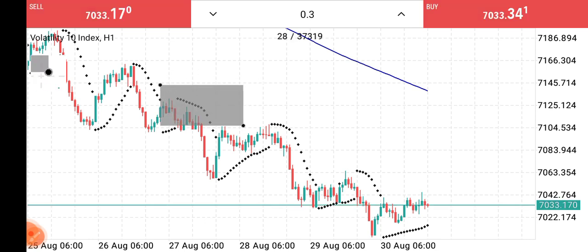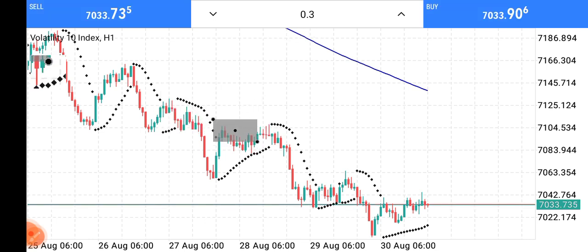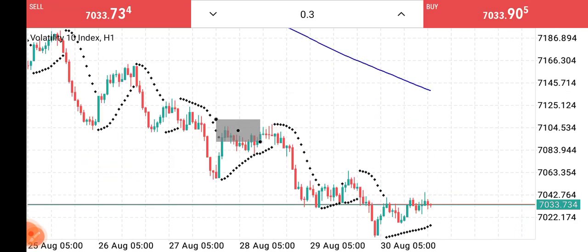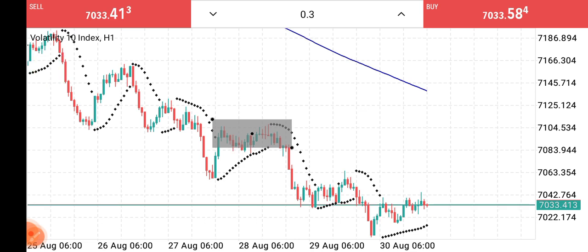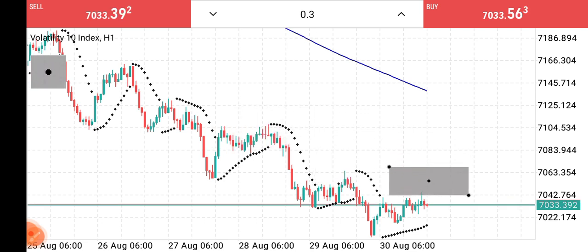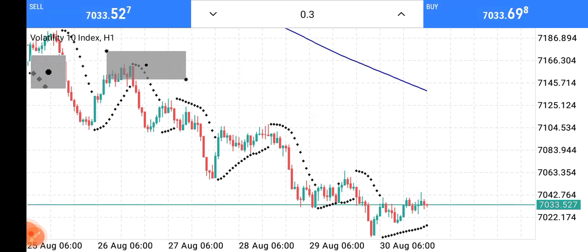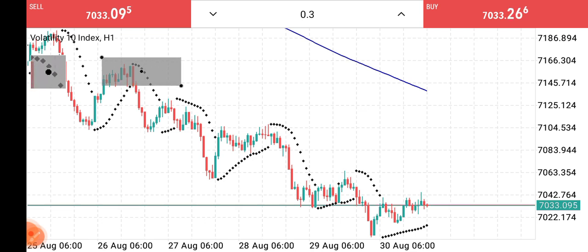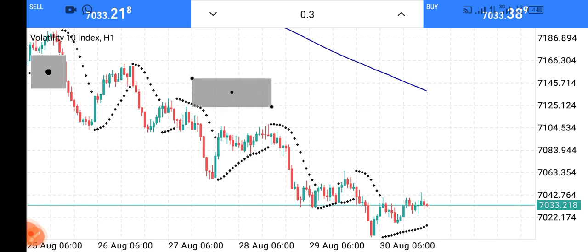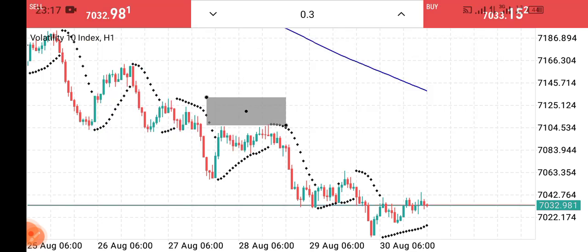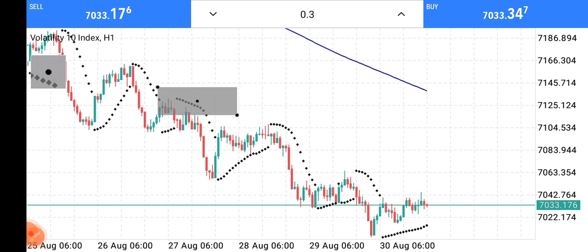Now these are highs. These are highs. These are highs. These are highs. Okay, but to differentiate each of the highs, this is now a lower high. That means that this high is lower than this high.